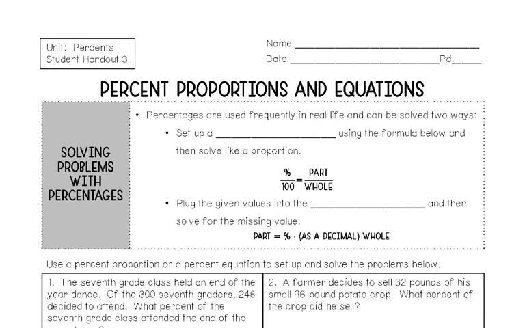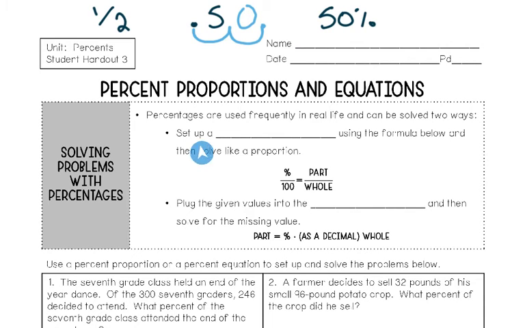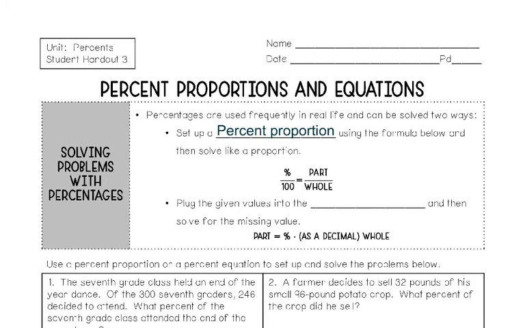So as we know, percentages are used frequently in real life and can be solved two ways. We already know that we can take a fraction like 1/2 and make it a decimal by dividing. 1 divided by 2 gives us 0.5. And then we should know that to make a decimal into a percent, you put your finger or your pen on the decimal and move it over to the right 2 times, and then fill in that blank with the placeholder 0. So that's how we know that 1/2 is the same thing as 0.5 is the same thing as 50%. We can also set up a percent proportion using this new formula.